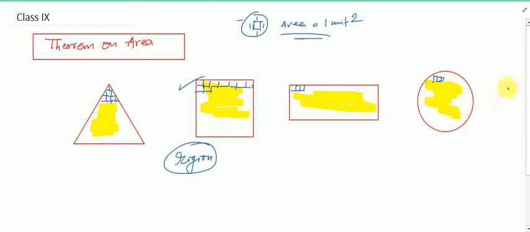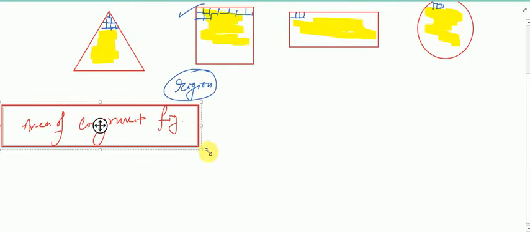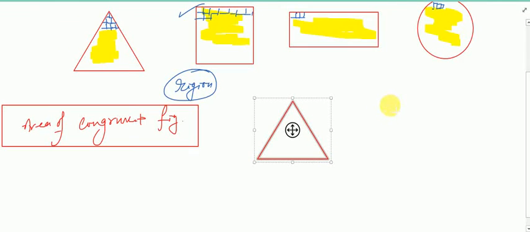Now the main thing here that we need to know is the area of congruent figures. What do you mean by this? There are two congruent figures we consider. First of all, this is one, and suppose this is the other figure. So these two figures we consider as congruent figures. That means they are congruent to each other.